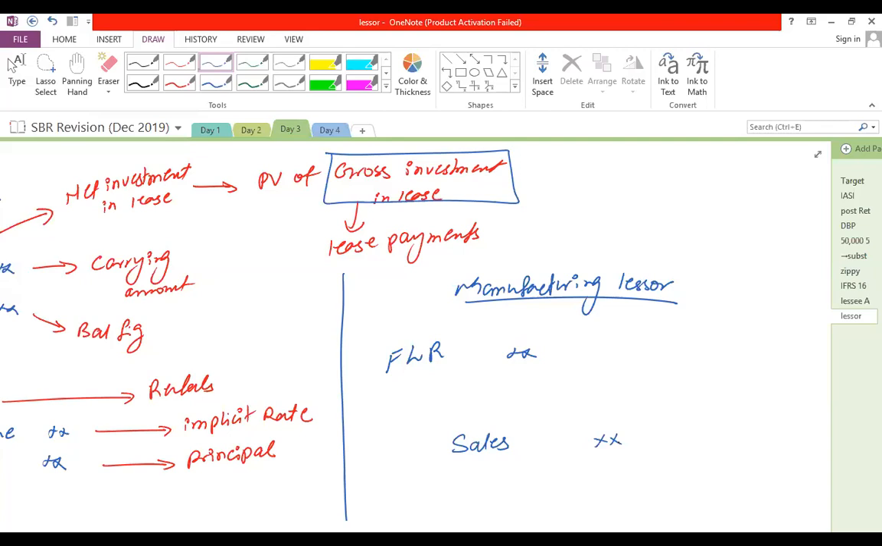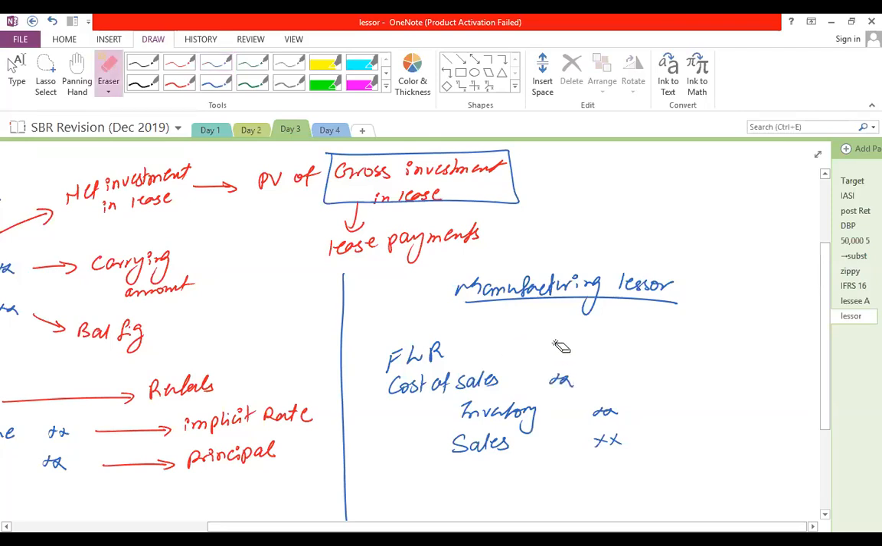The entry would be the finance lease receivable debit and the sales credit. Now, by what amount is the entry going to be made? Apart from this, we have to make another entry as the cost of sales debit and the inventory credit, because whenever we record the sales, we also record the cost of sales. So this is the complete entry that should be made.